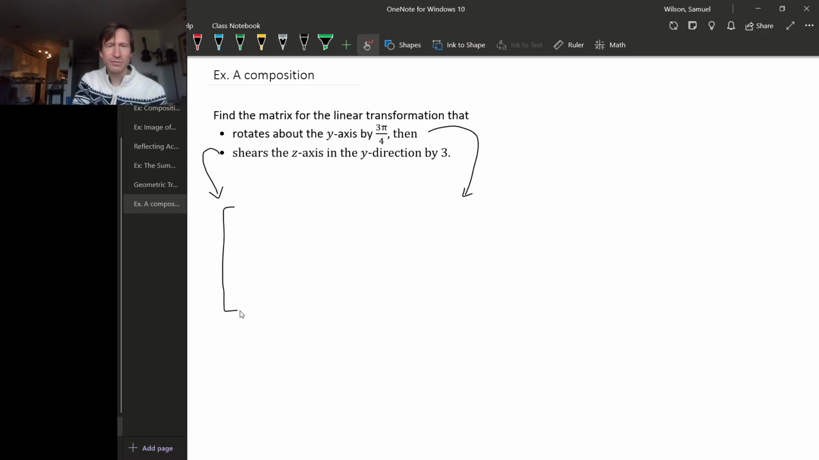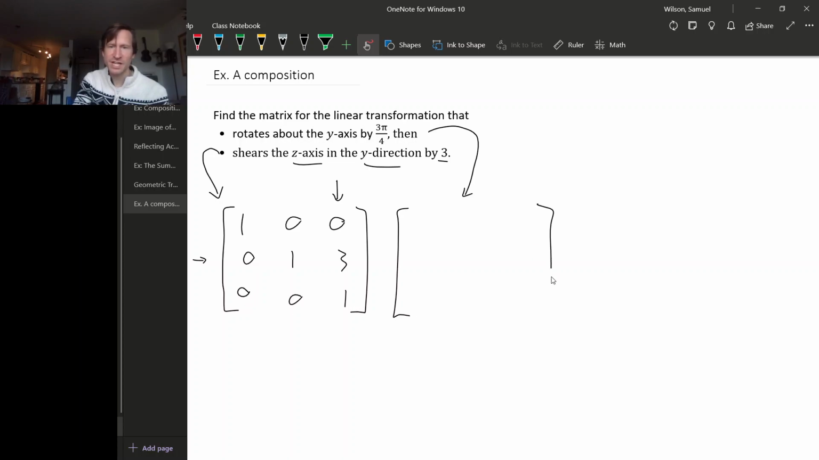The shear is easier to write down, so let's do that one. So shears always have 1's down the diagonal. We're shearing the z-axis, so that's third column. We're shearing in the y direction, so that's second row. And we're shearing by 3, so we need a 3 right here. 0's everywhere else.